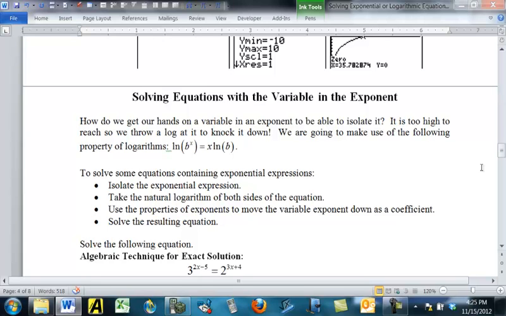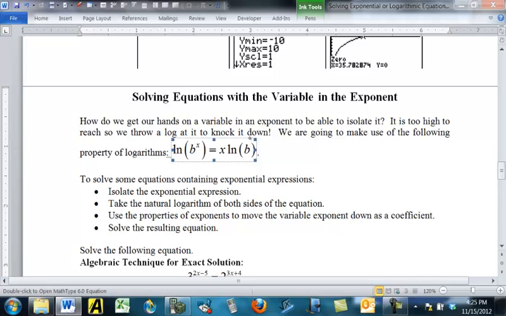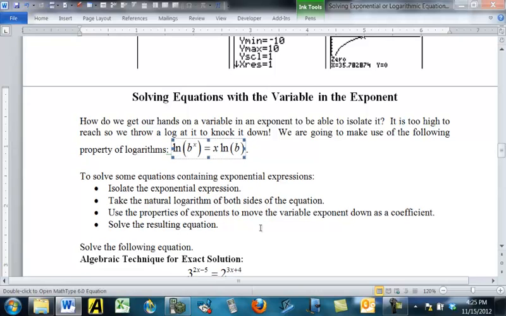Okay? So basically this property of logarithms is going to allow us for that to make sense, where we have natural log of b to the x equals x times natural log of b. Okay? That allows us to bring that power down.